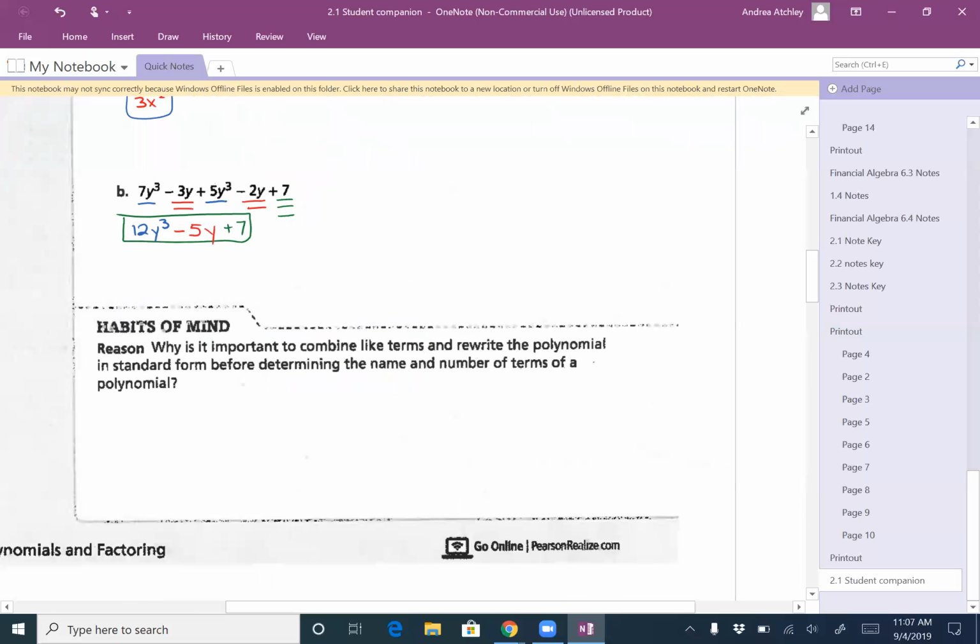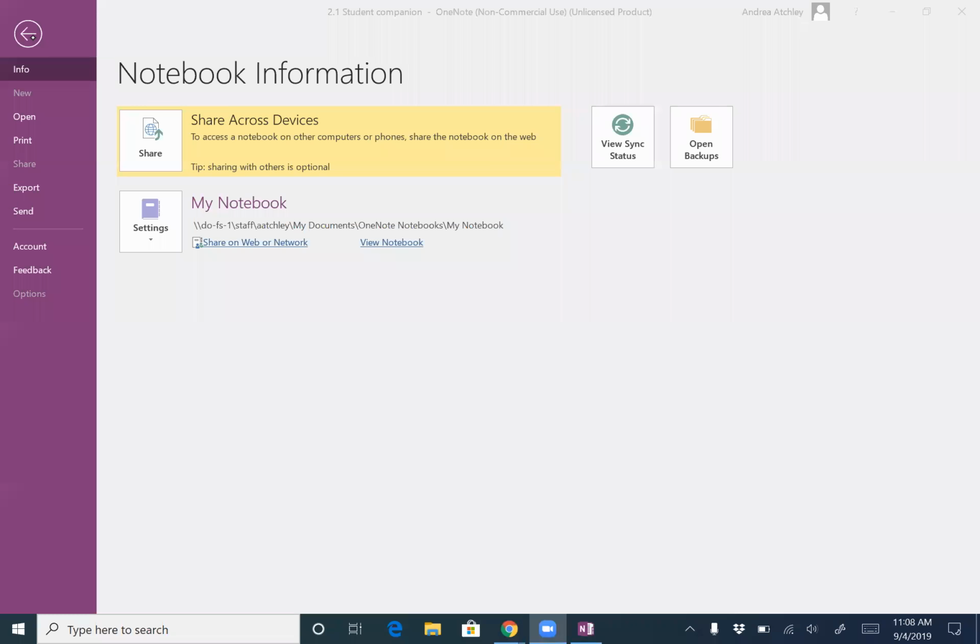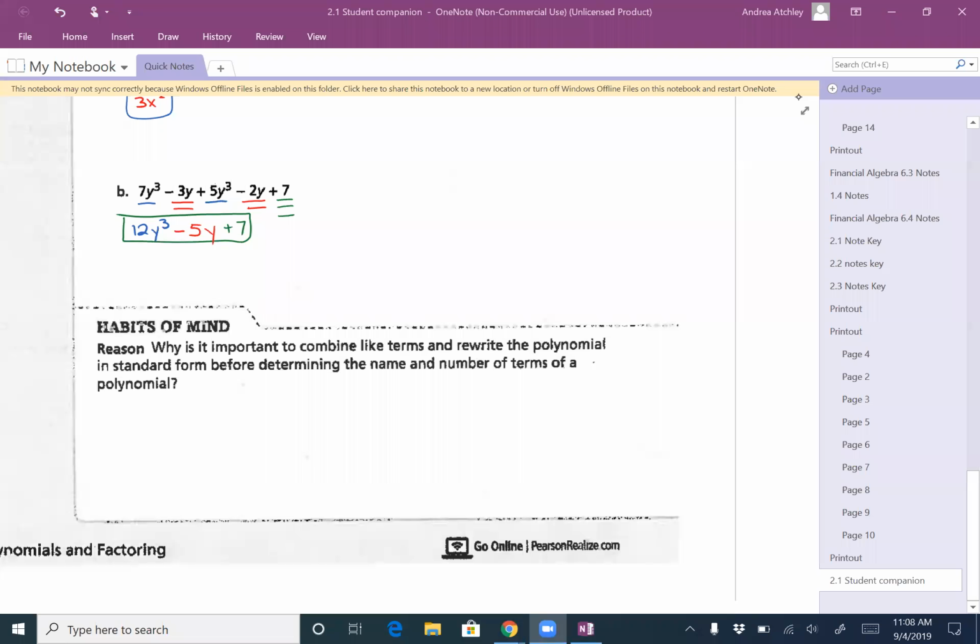Why is it important to combine like terms and rewrite the polynomial in standard form before determining the name and number of terms of the polynomial? Okay, why was that important? Answer that question for me. Okay, why did we think it was important to simplify first? It might be easier to look at to find the degree because they're in order now. What else?